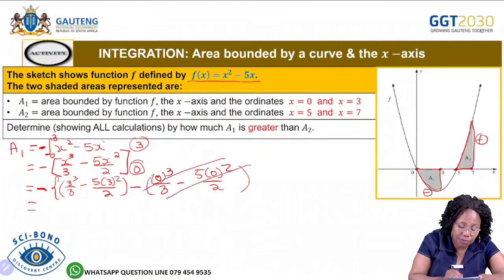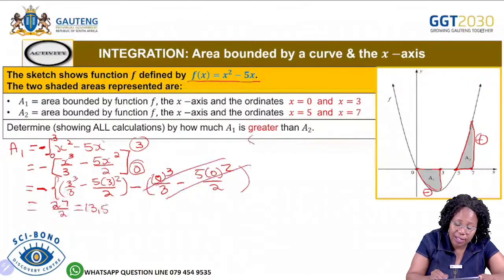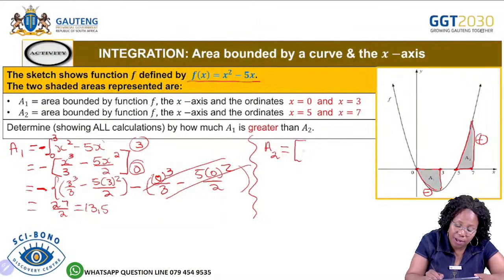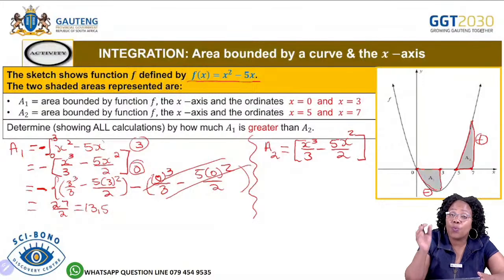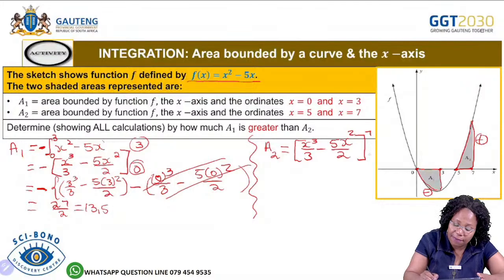Therefore we will be left with this value here, which is 27/2, which is equal to 13,5. That is area 1. Now let's look at area 2. We are still using the same integral, which is x³/3 − 5x²/2, but this one will be positive now because the area is above the x-axis. It is within the ordinates 7 and 5.